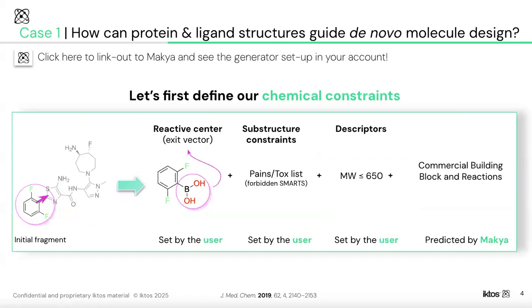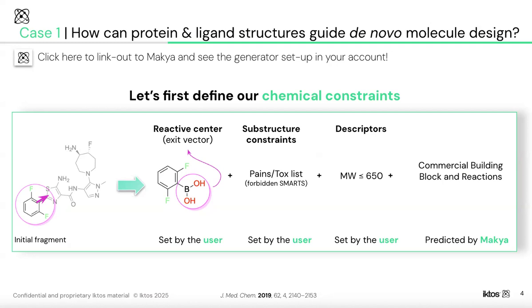Before the generators start proposing molecules, the first step is to define the chemical design space, and that control is entirely in the user's hands. We start with the initial fragment and a specific reactive center or exit vector where new chemistry can be introduced. This defines where Makya can start building. Then we apply substructural constraints, for example, filtering out PAINS and toxic groups, using forbidden SMARTS patterns. Again, this is all set by the user.